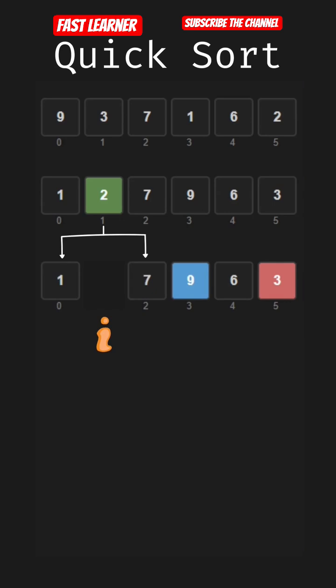Next, we check 9, which is also greater than 3. Again, no changes are made. Then we check 6, which is greater than 3. Similarly, no action is needed. After checking all elements, we place the pivot 3 in its correct position by swapping it with the element at I plus 1, which is 7.